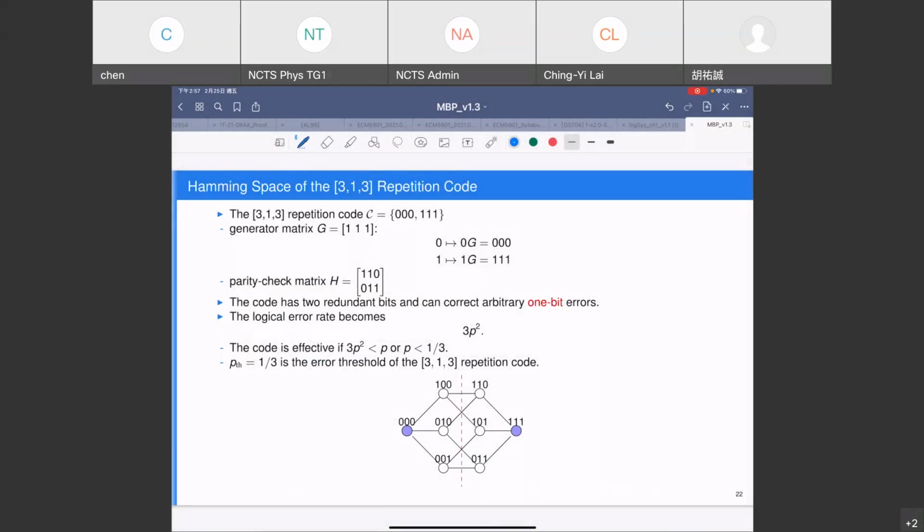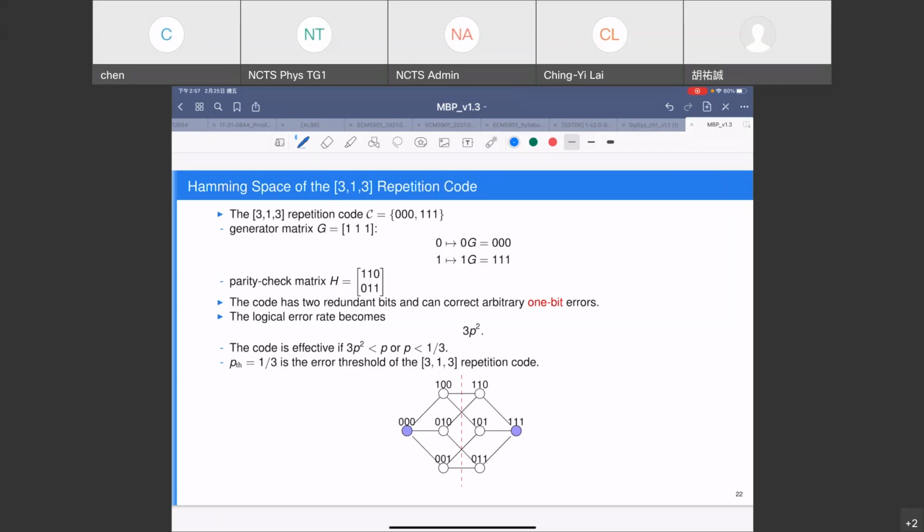So this is the basic example of an error correcting code. Here we have what is called a repetition code. We will encode a bit 0 into 000, and encode 1 into 111. We use 3 bits to represent a data point. This is the illustration of the space. This is 000, this is 111.